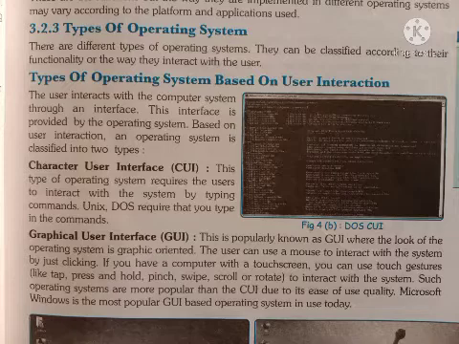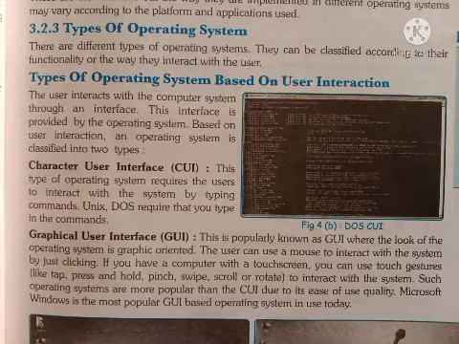Based on user interaction, an operating system is classified into two types. What are they? Character user interface, CUI, and graphical user interface, GUI. So what is a character user interface? A CUI type of operating system requires the user to interact with the system by typing commands. Example: Unix and DOS require that you type in the commands.